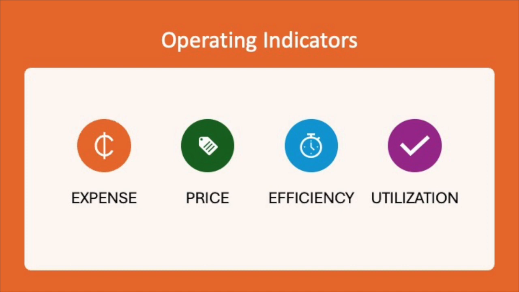Expense indicators measure the cost of resources used to produce a unit of output, like cost per patient day or cost per visit. Price indicators measure the revenue received for a unit of output, such as net price per inpatient discharge or gross price per ambulatory payment classification. Efficiency indicators measure the amount of input used to produce a unit of output, like staff hours per discharge or supply cost per procedure. And finally, utilization indicators measure the amount of output produced by a resource, such as occupancy rate, average length of stay, or procedures per operating room.